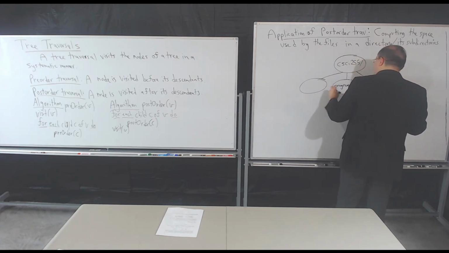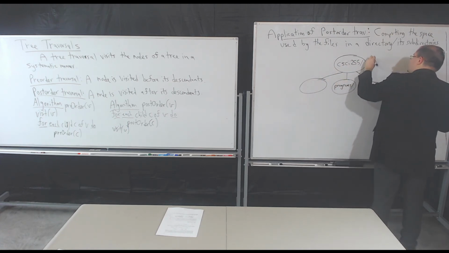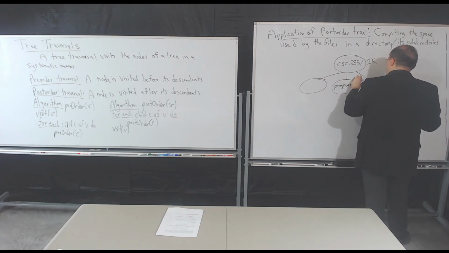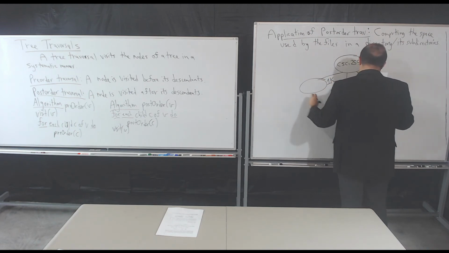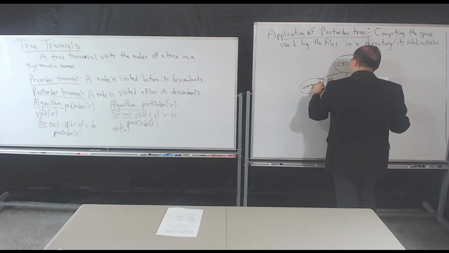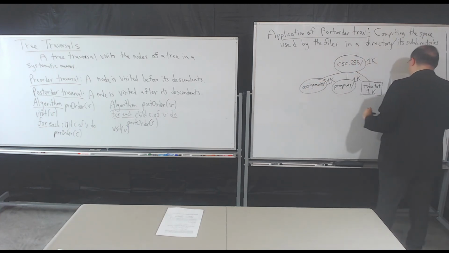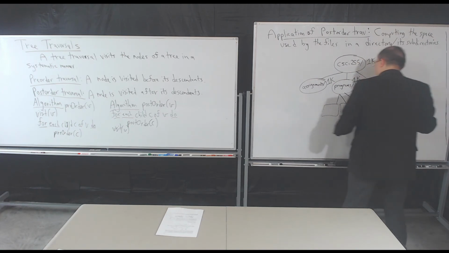Now, for each one of these directories I have here, each one of them is going to have some space associated with them. So 1K for each one of these. This is going to be my assignments folder. And so in the programs folder, I'm going to have maybe some Java files.